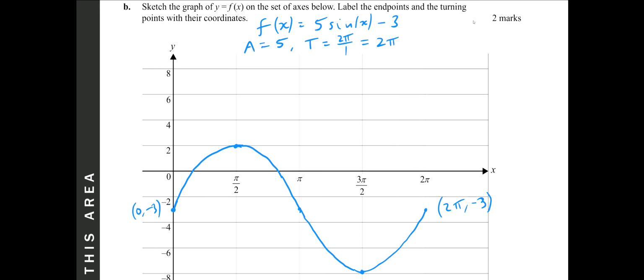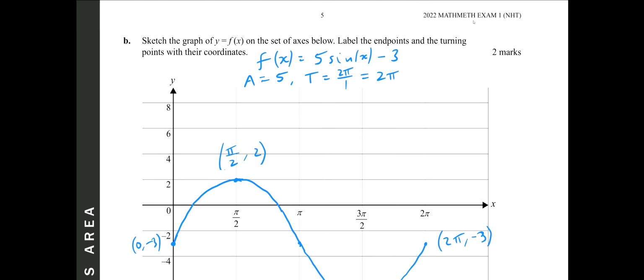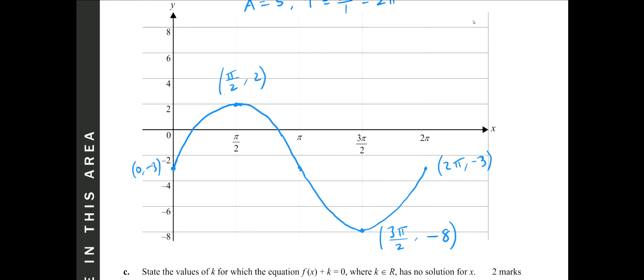Let's quickly see what the question wanted. Label the endpoints and the turning points with their coordinates. Okay, so we have to label this as well. That is pi over 2, comma 2. And then on the bottom, we will have 3 pi over 2, comma negative 8. There we are. Okay, so let's double check that. Endpoints and turning points with their coordinates. Yep, we've got the turning points and we've got the endpoints as well.